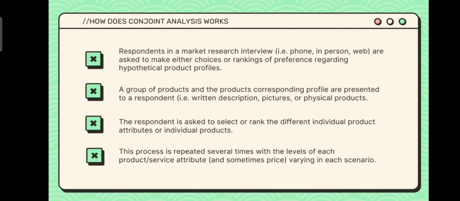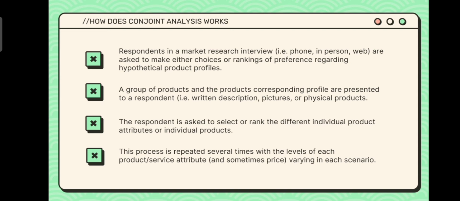So, how does conjoint analysis work? Respondents in a market research interview are asked to make either choices or rankings of preference regarding hypothetical product profiles. So respondents choose and pick products depending on their experience, which they think are better.